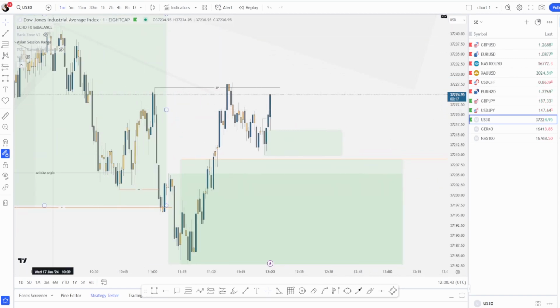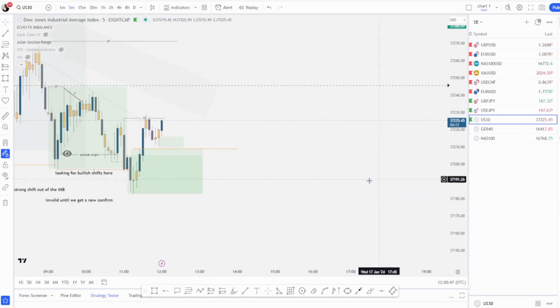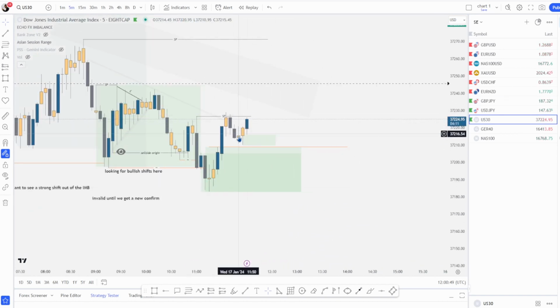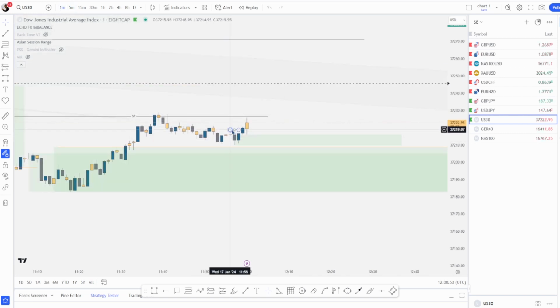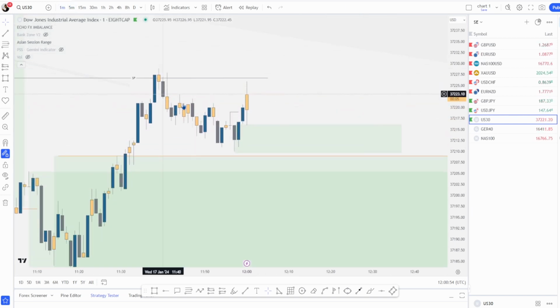What's going on guys? We are back now with US30, and you can see right here that we have taken the SP. We have now played back into here. We've taken our first high, which is the SP within this area, and we're expecting a bullish move from this point right here.